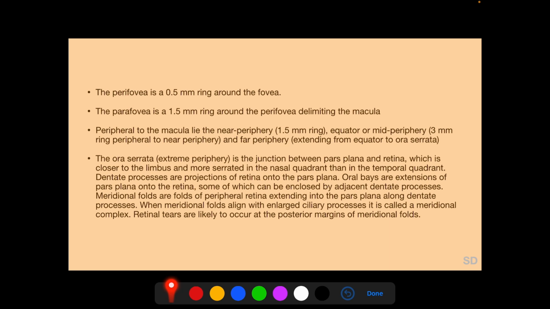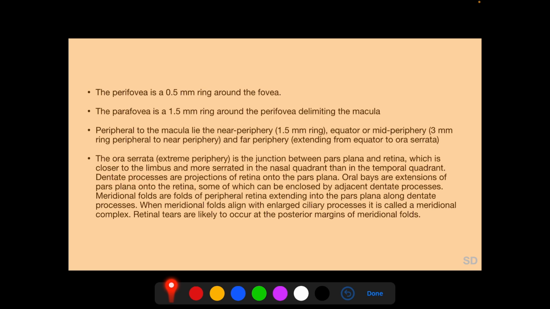The perifovea is a 0.5 mm ring around the fovea. The parafovea is a 1.5 mm ring around the perifovea, delimiting the macula. Peripheral to the macula lies sequentially the near periphery, which is a 1.5 mm ring around the macula, the equator or mid-peripheral retina, which is a 3 mm ring peripheral to the near periphery, and far periphery extending from the equator to the ora serrata. The ora serrata is the extreme periphery of the retina and is the junction between the pars plana and the retina, which is closer to the limbus and more serrated in the nasal quadrant than in the temporal quadrant.